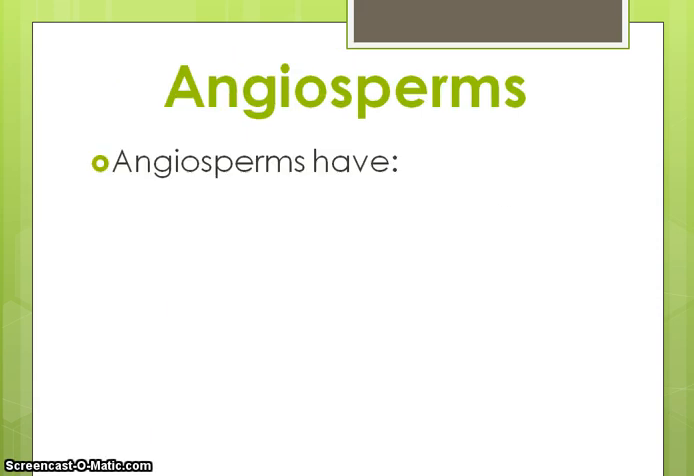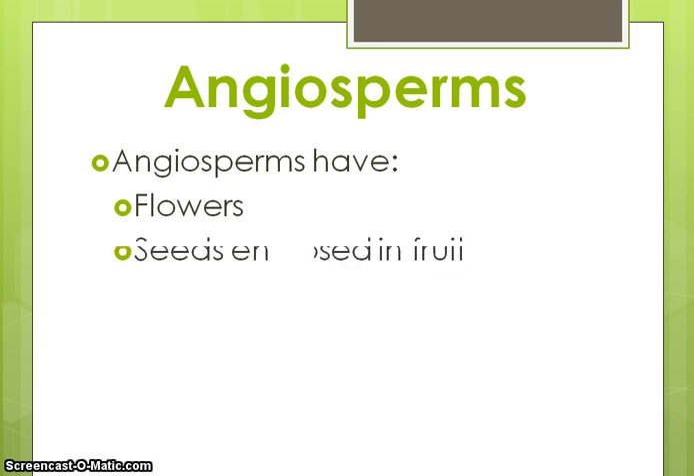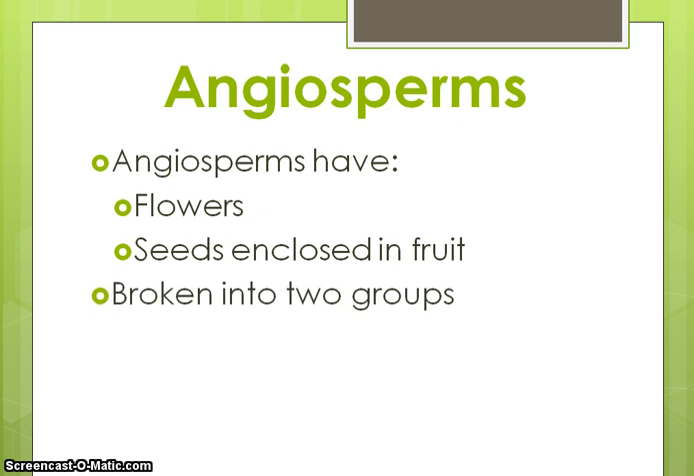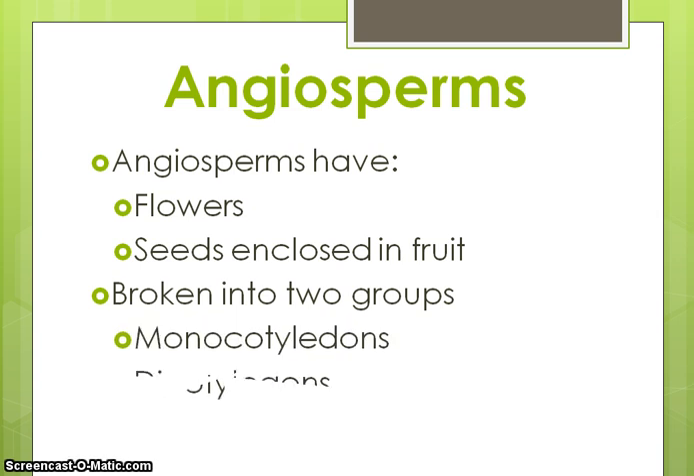Angiosperms have flowers, and their seeds are enclosed in fruit. Angiosperms are broken down into 2 groups, monocotyledons and dicotyledons. However, monocotyledon and dicotyledon are challenging words to say, so we can refer to them as monocots and dicots.